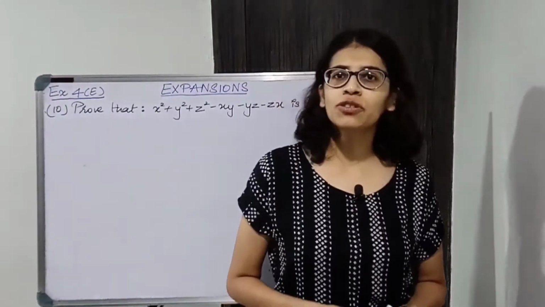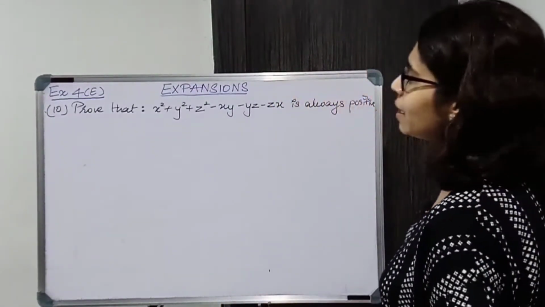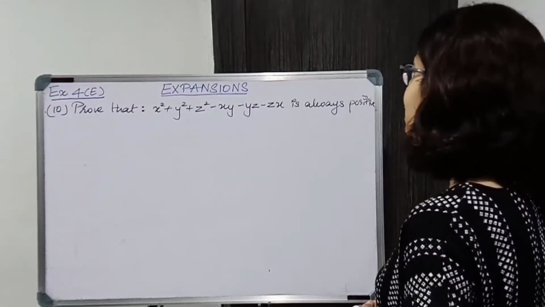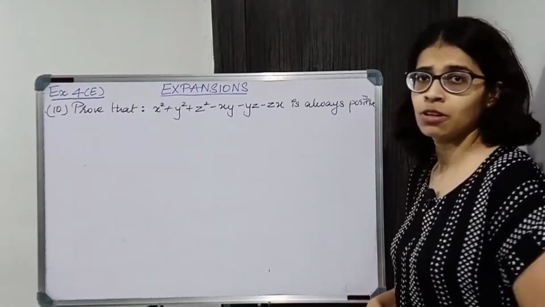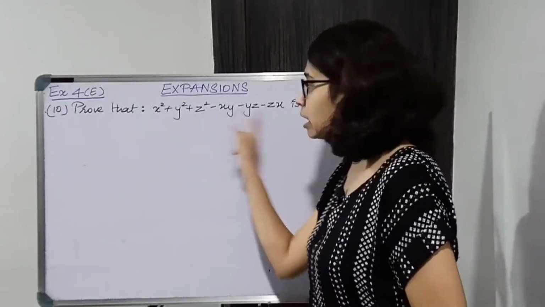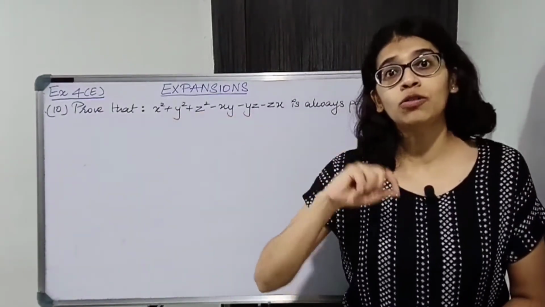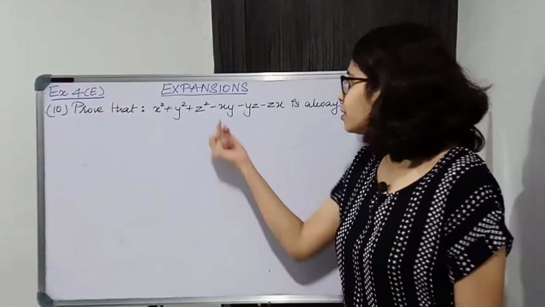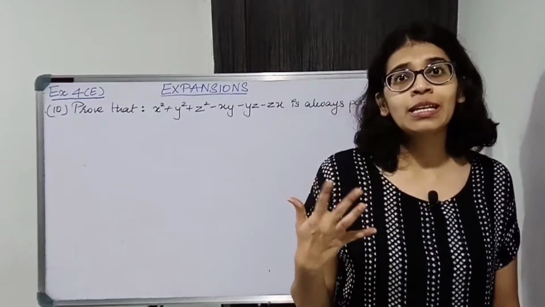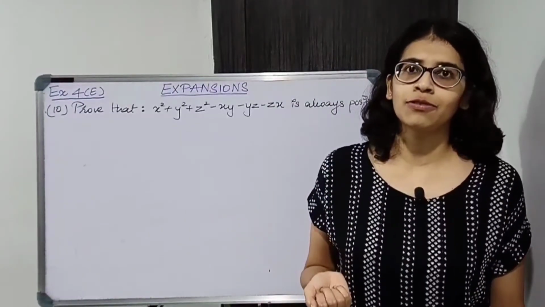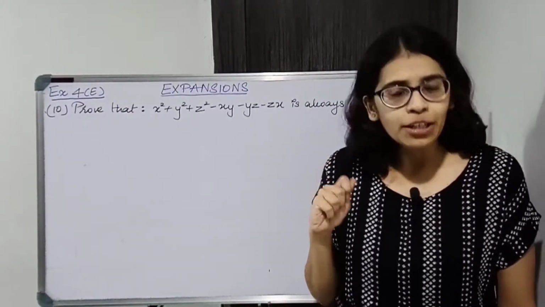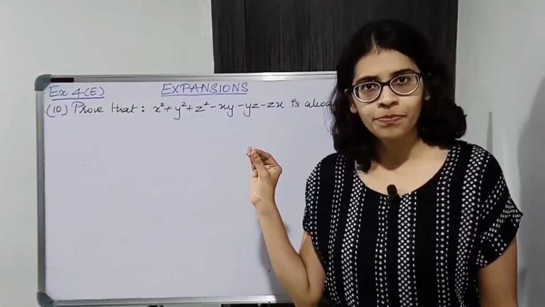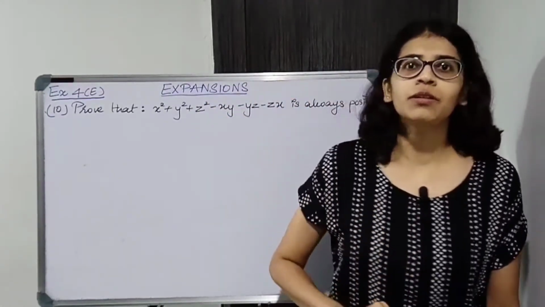Moving on to next question, question number 10. Prove that x square plus y square plus z square minus xy minus yz minus zx is always positive. You have to prove this thing, this entire thing is always positive, always. Now over here there are negative signs, so you will say that there are chances it can be negative. So students, what we need to do over here is we need to modify this. Okay, we need to change this a bit.